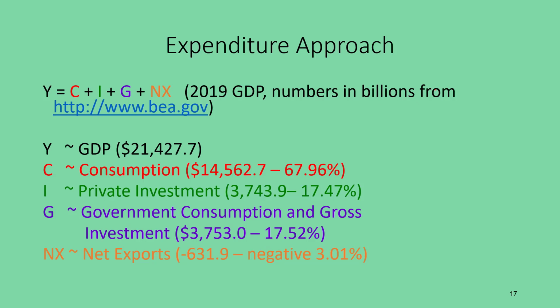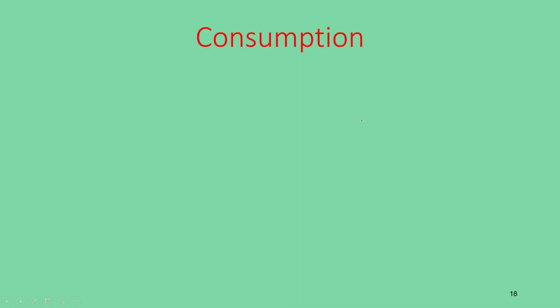These numbers are again from the Bureau of Economic Analysis for the year 2019. And I don't really care that you know these percentages or these dollar amounts at all. I just care that you know that consumption is the largest component of GDP, because that's something that's going to come back around in the future. But let's go through and talk about how each one of these is calculated one by one.